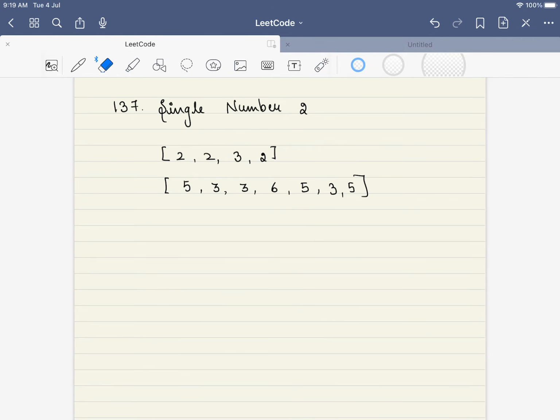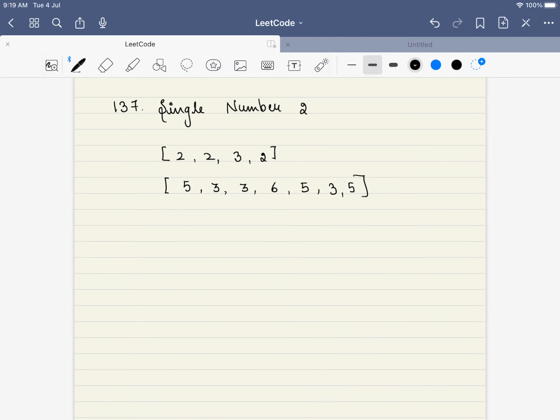Let's solve LeetCode problem number 137, Single Number II. In this problem, we are given an array where every number is occurring thrice except for one number. If we take the first example, 2 is occurring thrice but only 3 is occurring one time. So that will be our answer.